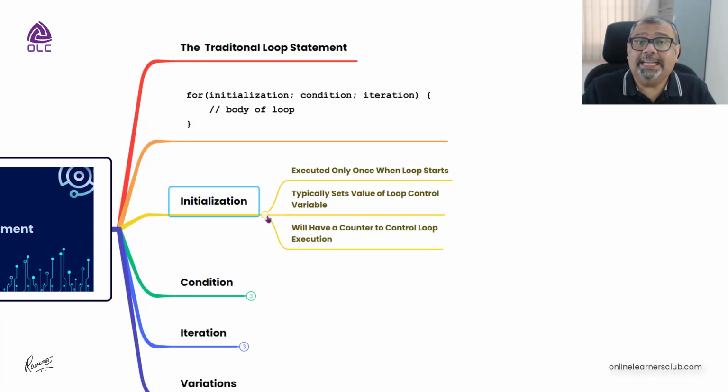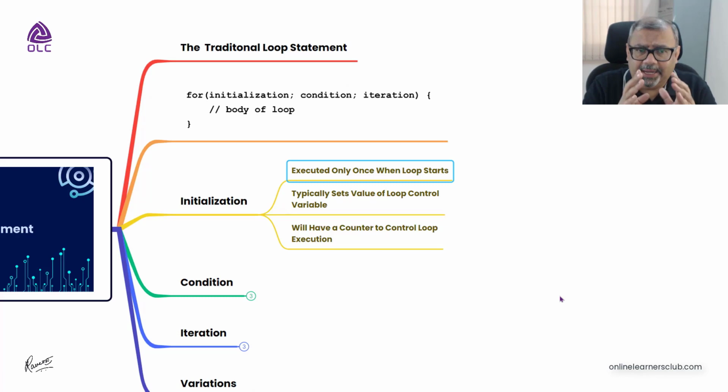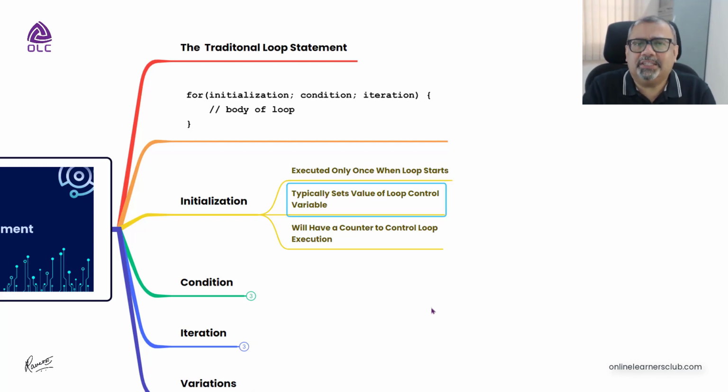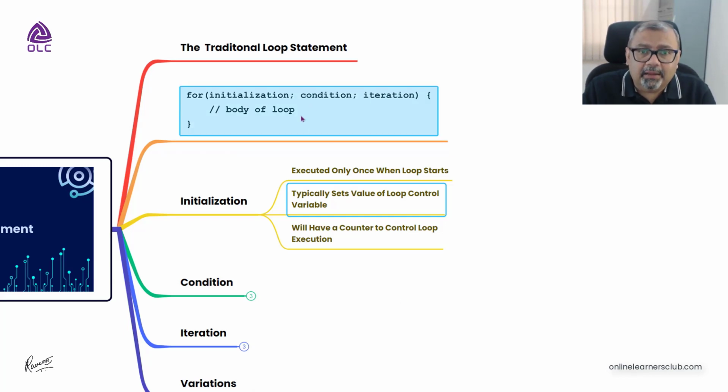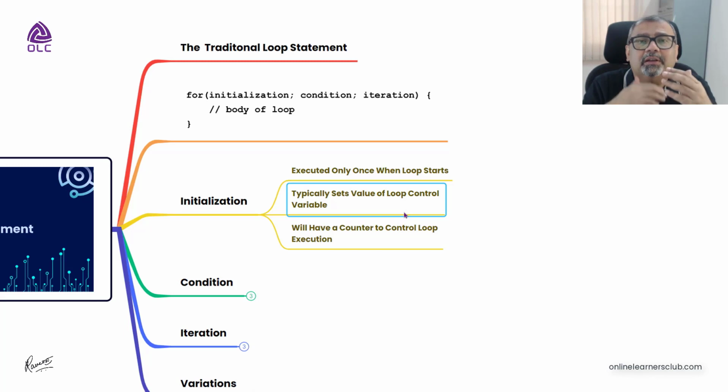So let's look at what initialization is. Initialization, as the name itself says, is a piece of code which is required to be executed for initializing the loop, essentially executed only once when the loop starts. Typically we use this initialization for setting up the value of a control variable. One or more variables can be there, generally referred to as control variables, which are controlled by the condition, and which give me information on whether I have to continue the loop or exit the loop. So that's the basic concept.